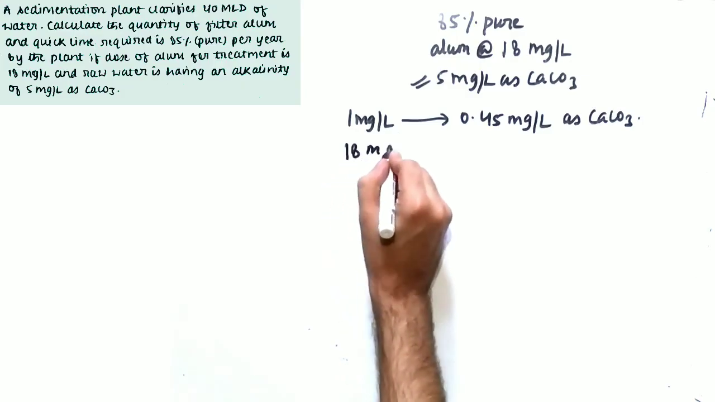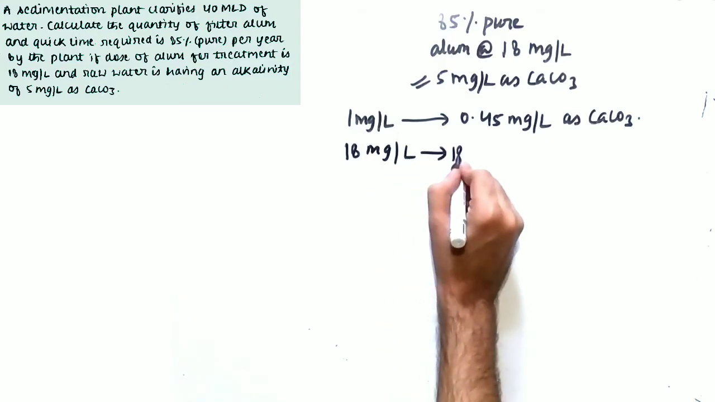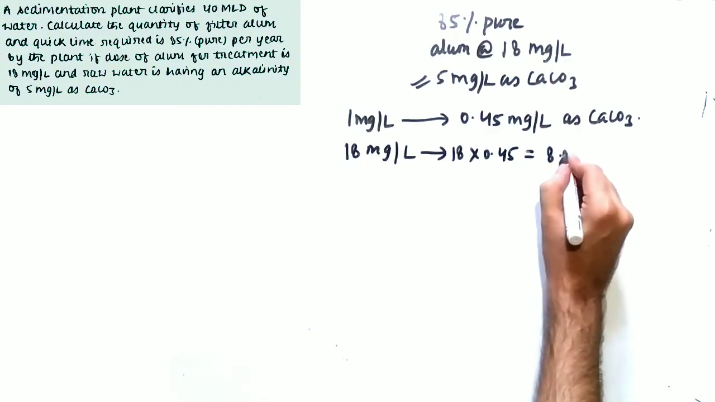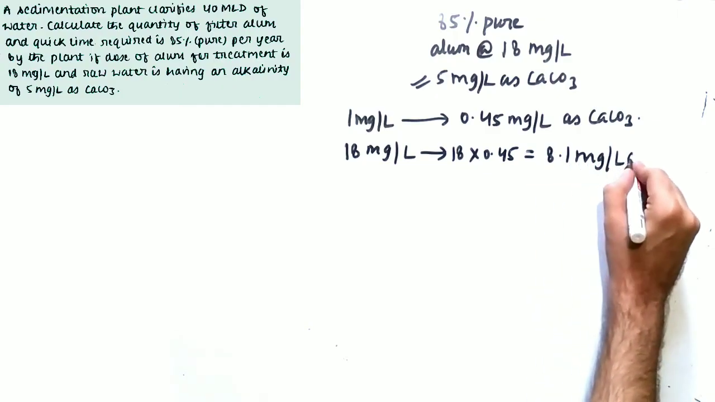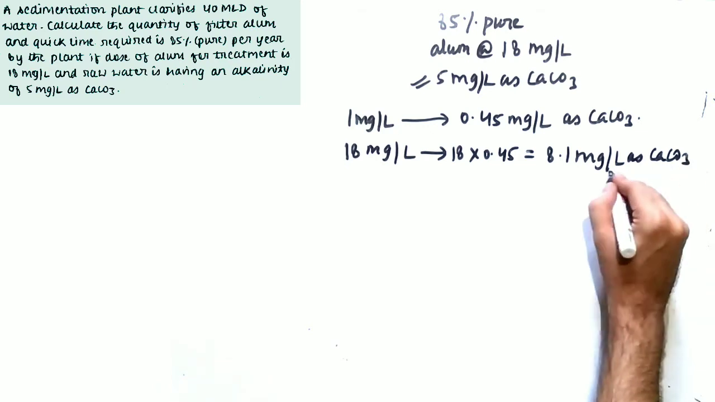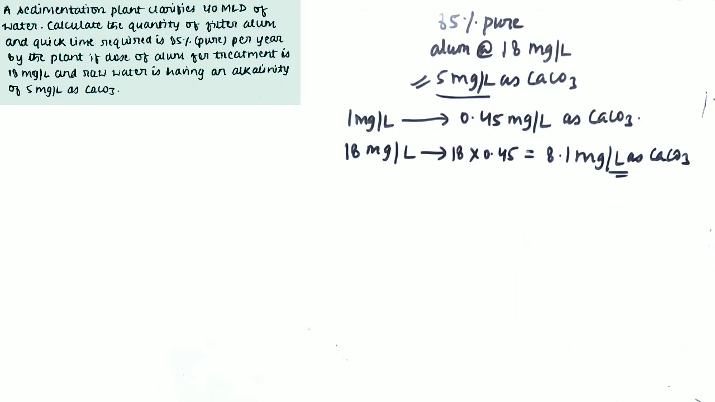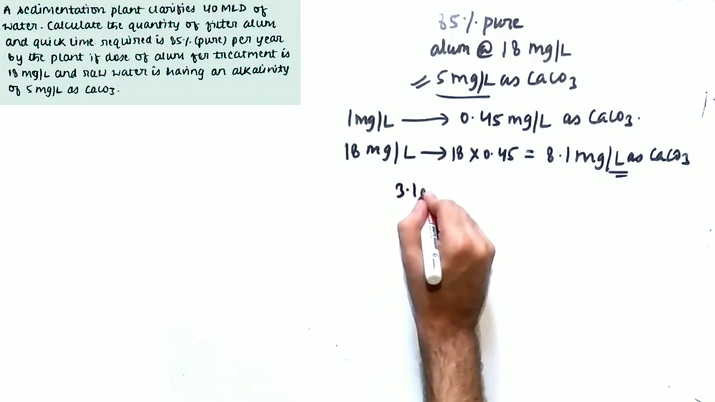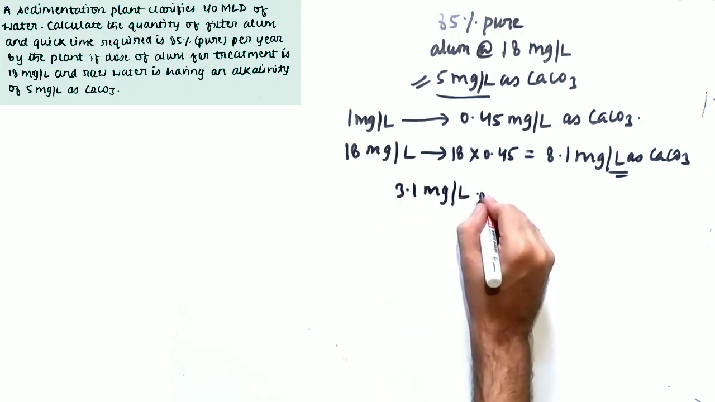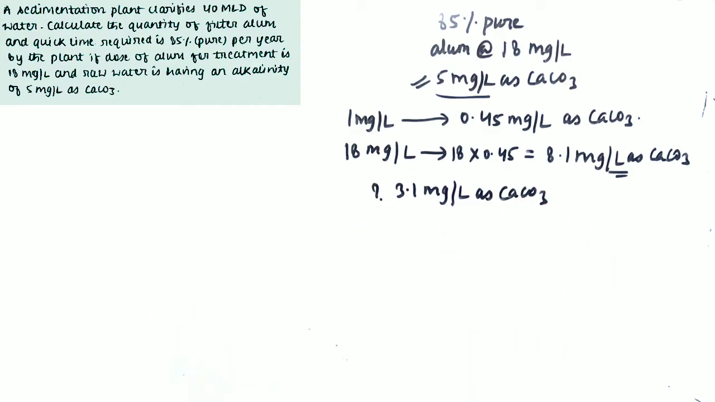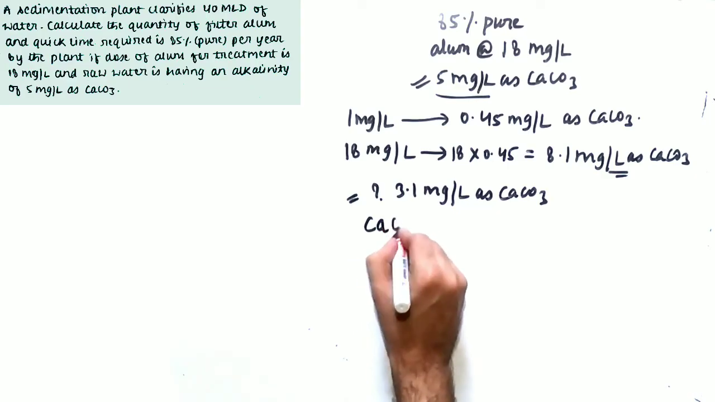18 milligram per liter of alum will require 18 multiplied by 0.45. That means 8.1 milligram per liter as CaCO3. So this is the alkalinity that is required, but we have only 5 milligram per liter of alkalinity. That means we require 3.1 milligram per liter of alkalinity as CaCO3 more. This is missing in our tank, so we need to add this alkalinity. From where will this alkalinity come? This alkalinity will come from quicklime.